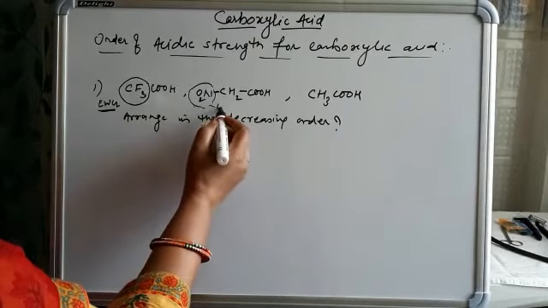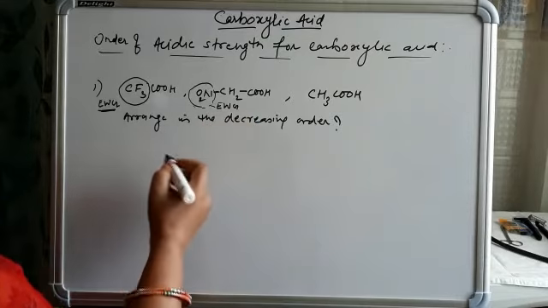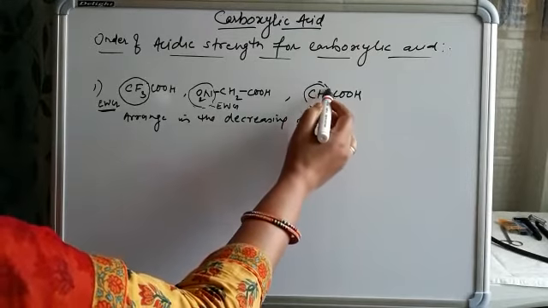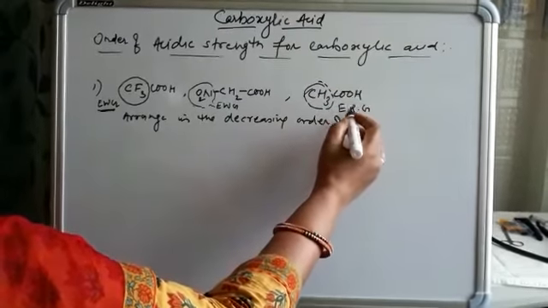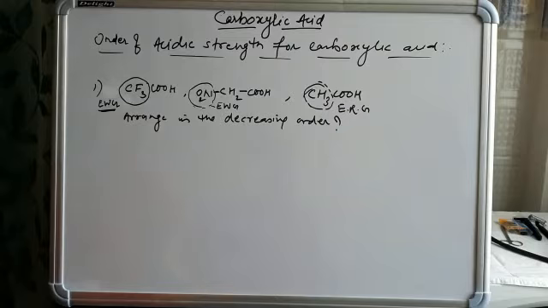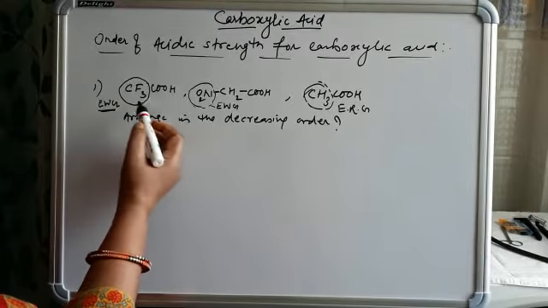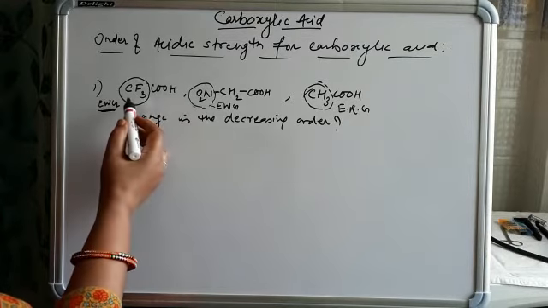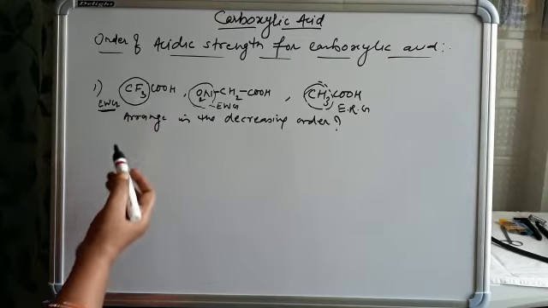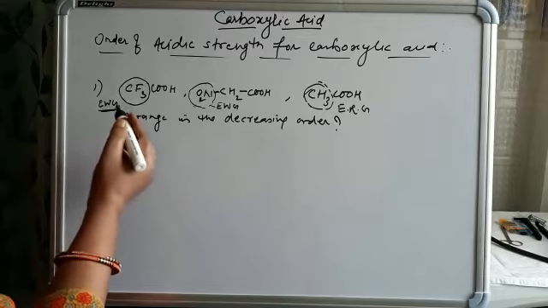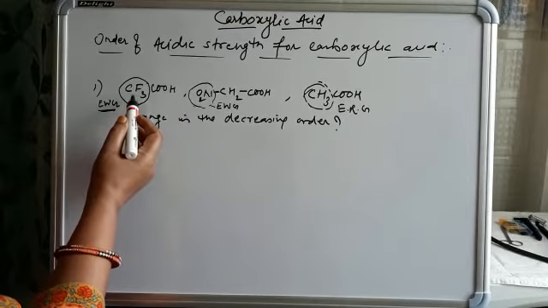It is also an electron withdrawing group, and as we know, this group is an electron donating group, an electron releasing group. So we know that an electron releasing group decreases the acidic character of carboxylic acid, and an electron withdrawing group increases the acidic character of carboxylic acid. Both NO2 and CF3 are electron withdrawing groups, but we should know which one is the stronger electron withdrawing group. So this one is the stronger electron withdrawing group.